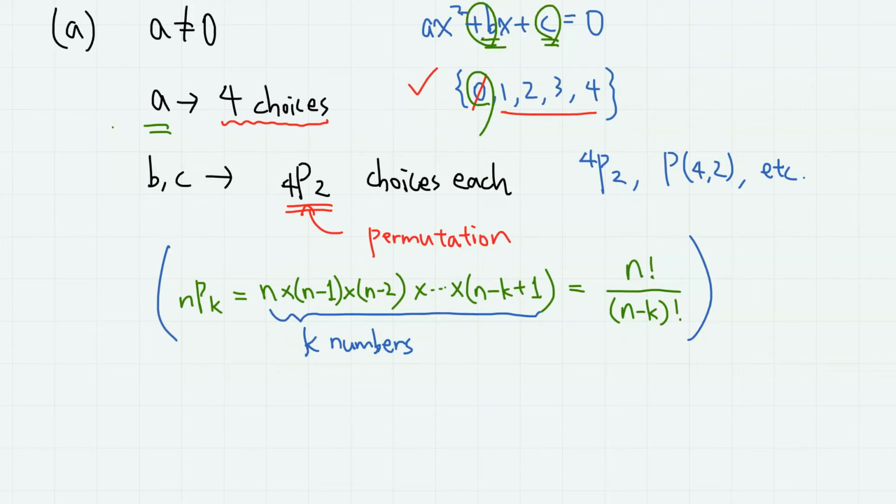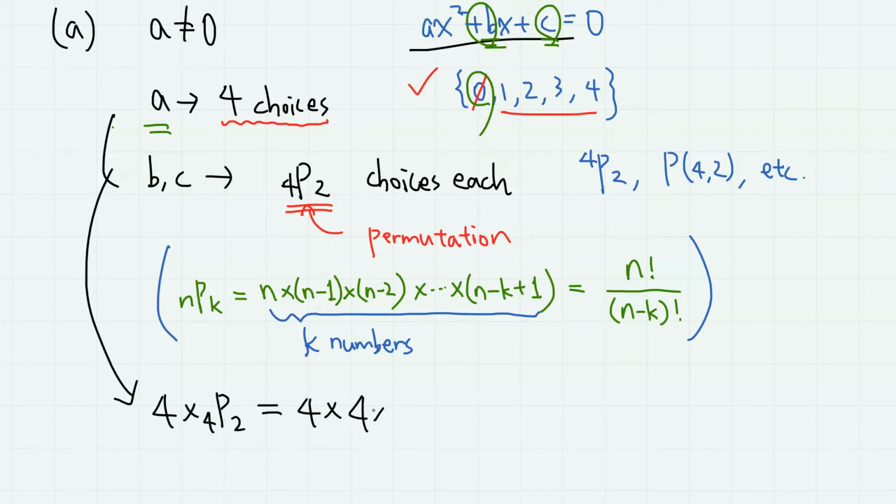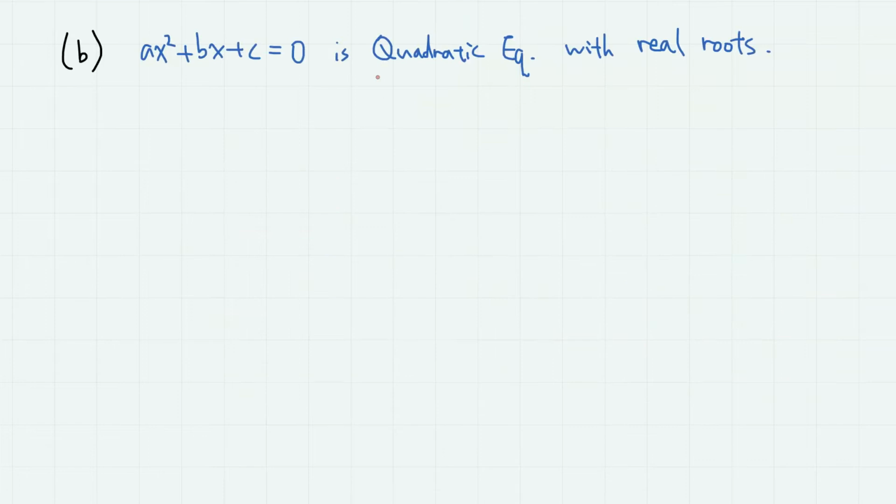Therefore, the number of cases where this becomes a quadratic equation is 4 times 4 permute 2, which is 4 times 12, which is 48. Now let's move on to the more interesting question. Now the condition is a quadratic equation with real roots.